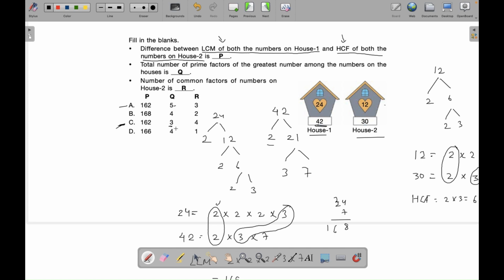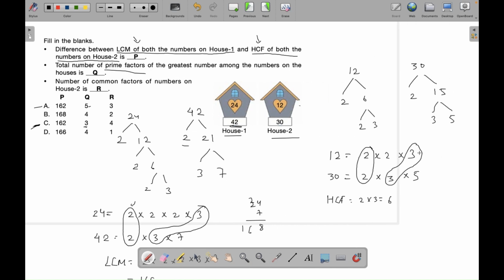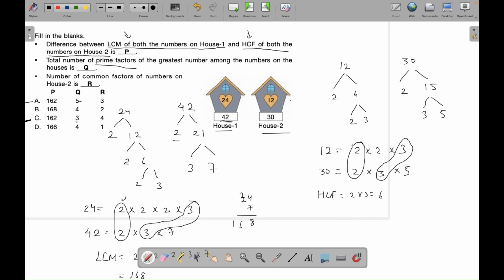Right? Because this says 5, this says 3. Okay, remember it is asking for prime factors and not factors. So if we had to find factors, it will be a much different approach. We have to build the factor pairs, not factor trees. Okay, then the third option says number of common factors of numbers on house 2. Again, this information will help us. So we already tried to compute the HCF.